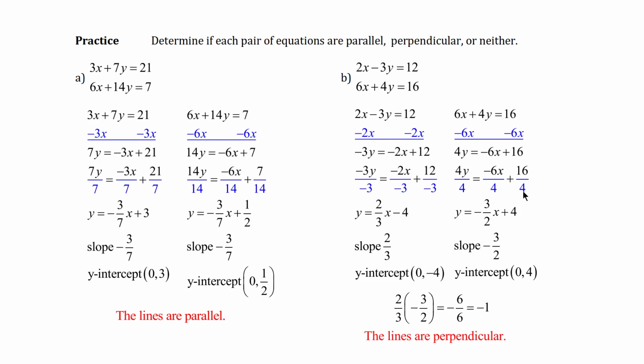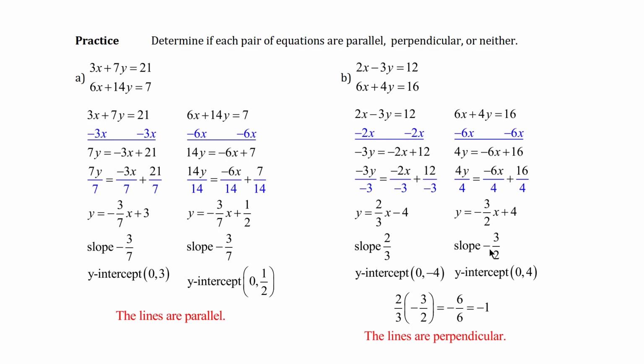From here, we can simplify the left-hand side. 4y divided by 4 is y. On the right-hand side, negative 6x divided by 4 is negative 3 over 2x. 16 divided by 4 is positive 4. The result is y equals negative 3 over 2x plus 4. The slope for this equation is negative 3 over 2. The y-intercept is (0, 4). From here, you can see that the slopes are not equal, so this means that these lines are not parallel.